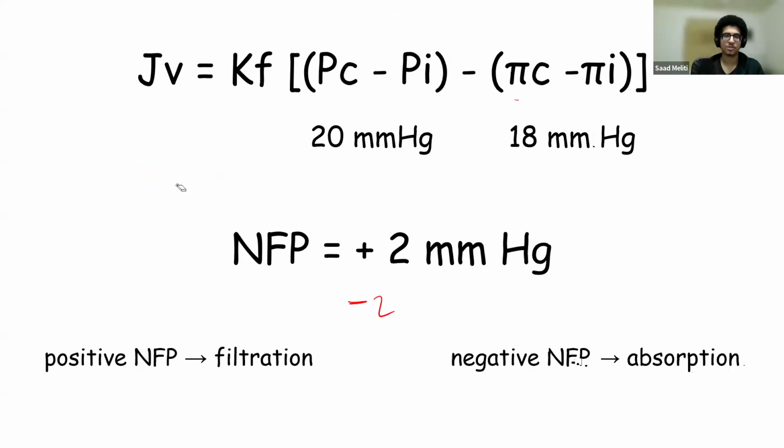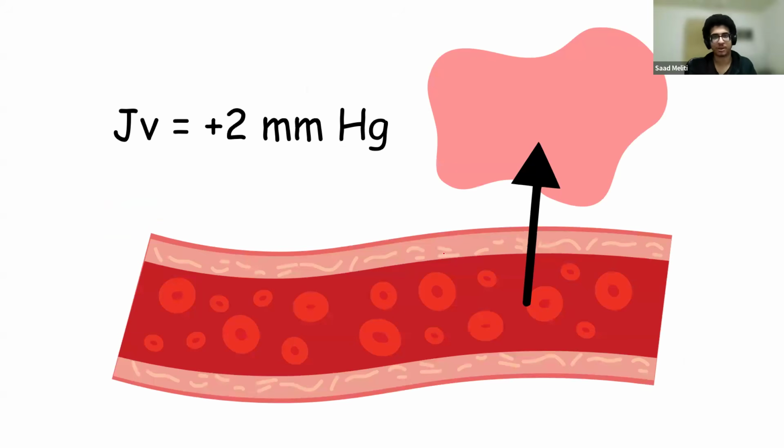That's basically it. Once again, if the net filtration pressure is positive, like 2, for example, we're having filtration outside of the blood vessel. If it's negative, we're having absorption back into the blood vessel. Filtration is going outside. Absorption is going back inside. I hope that makes sense. So let's take this +2 that we just got, the net filtration pressure. Now we have fluid leaving the blood vessel, so we have all this fluid.